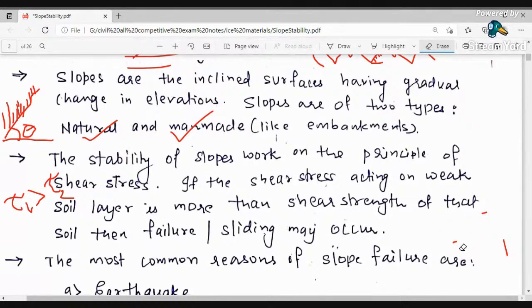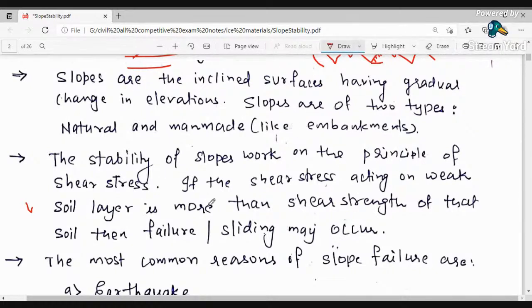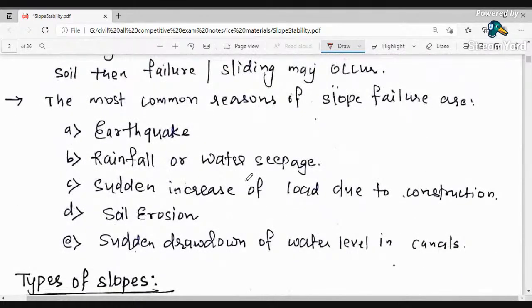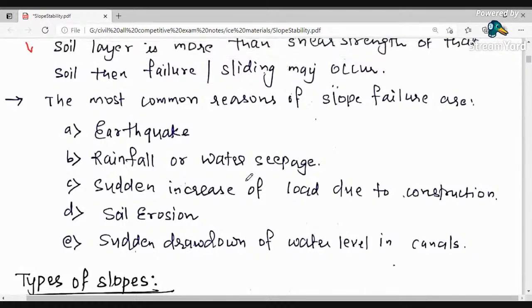In our slope, if the soils in the upward direction, above the slope, have less shear strength than the soil below, then obviously slope failure may occur. Okay, so that is the main principle. It says that if the shear stress exceeds the shear strength of that soil, then failure or sliding may occur. Then we have the most common reasons of slope failure. Why do our slopes fail? We have to know why slopes fail, okay?